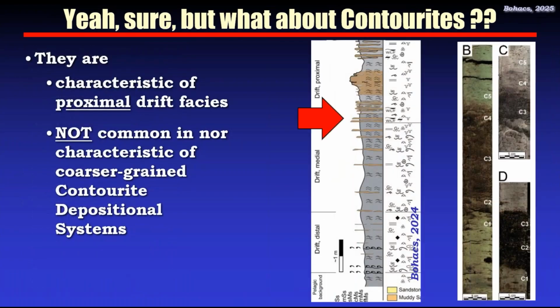The reason I have not stressed contourites is because contourite sequences are not found throughout all contourite depositional systems. It turns out they are most common in the proximal drift facies and not common in nor characteristic of coarser grained contourite depositional systems.